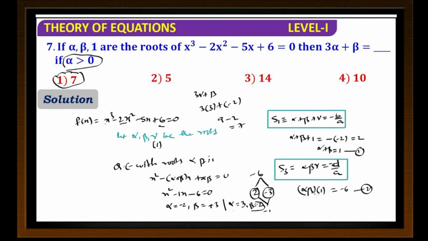Or we can find it using the formula of (a minus b) whole square, that is (a plus b) whole square minus 4ab. From there you will get the value of alpha minus beta, then add the equations, you will get alpha and beta.